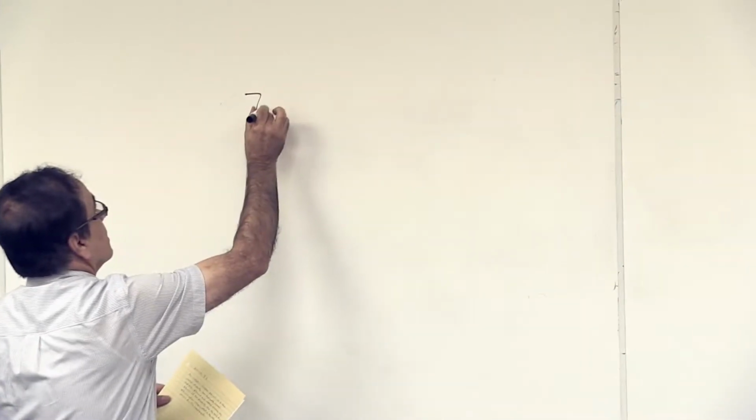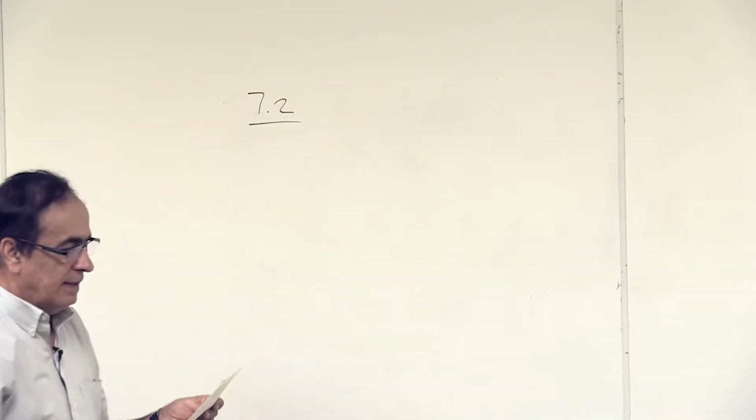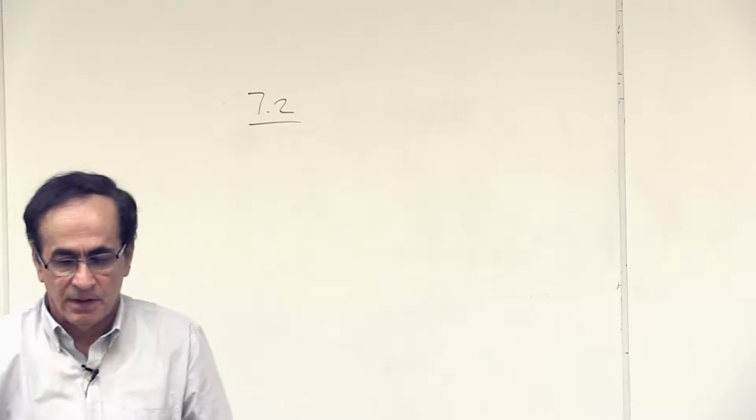In the previous example, we used the present worth method to find the rate of return. This time, we're going to use the annual cost method. To explain, I'm going to start with example 7.2. In this example, there's an investor.